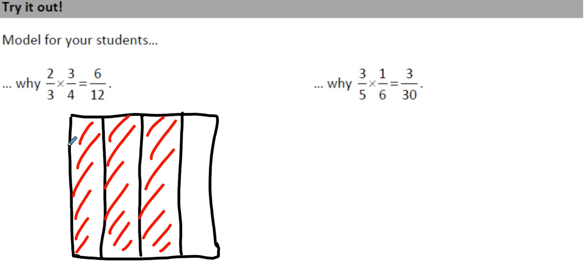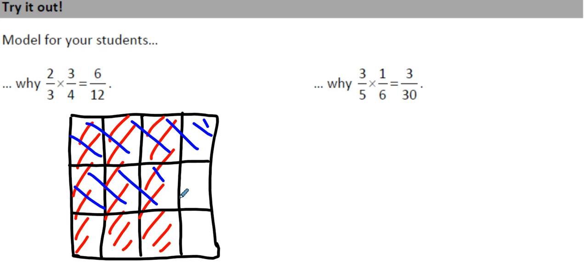Well, we take the 3/4 and we divide it into thirds. We want 2/3 of those 3/4. This is 1/3. This is another third. So what have we really chosen? We've really chosen this area here. We chose 2/3 of the 3/4.